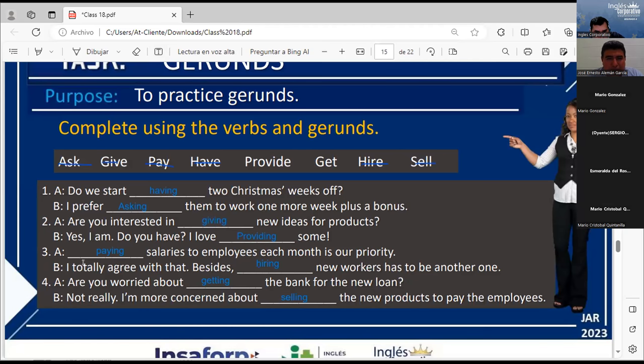In providing, paying, hiding, it has a feature. Hiding, yeah, that's correct. Getting, selling. Getting the bank loan, no. Asking the bank for the new loan. Are you worried about asking the bank for the new loan? Not really. I'm more concerned about selling.